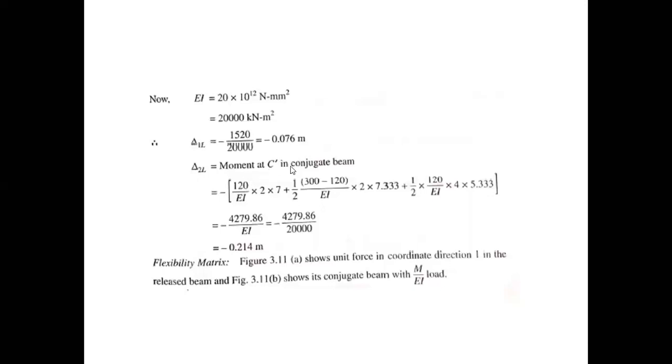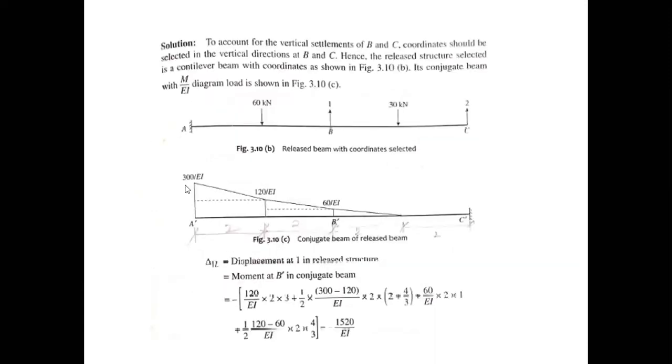So that is the moment at C dash in the conjugate beam. Similarly, this comes to be in the same way. This is the load of this triangle, this trapezium, and this triangle. So the total load will consist of this trapezium and this triangle. Obviously, we can break this trapezium into a triangle and a rectangle. Similarly, we can break this trapezium into a triangle and a rectangle, and this is obviously a triangle.